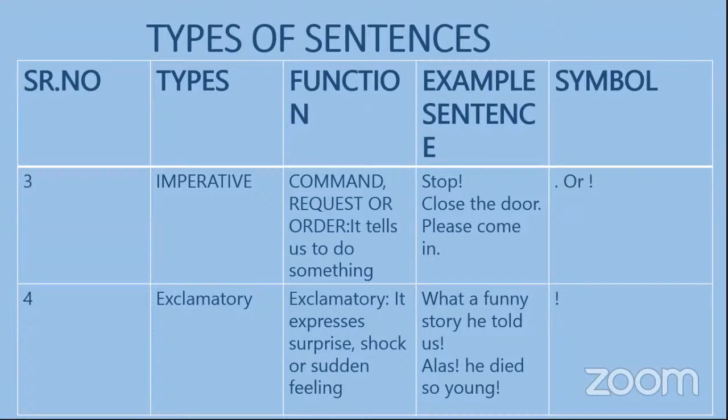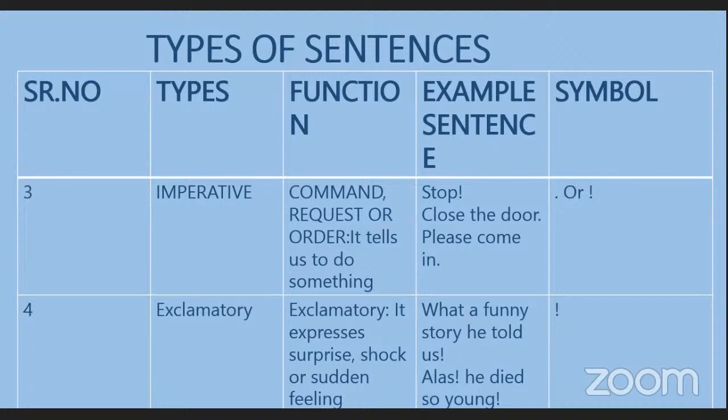You can see the examples: Stop. Close the door. Please come in. Do you see here, you should do this way, you should do that way? No, it is just a simple, short command. It is understood that it is being said to you only. There need not be a 'you' in the sentence. The subject is understood, it is said to you only. The symbol used for an imperative sentence can be a full stop or an exclamation mark. Both can be used. Stop doesn't mean an exclamatory sentence. It means somebody is giving you a command, you have to stop there. That time it is an imperative sentence.